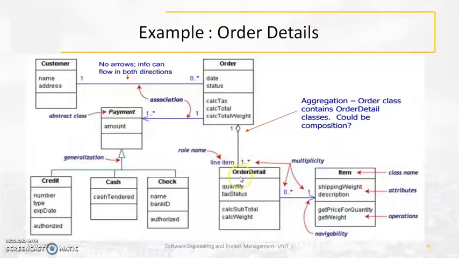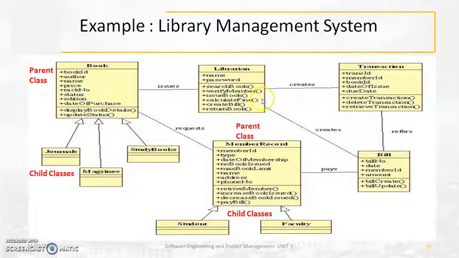This order is related with the order details with the aggregation. The order class contains order detail classes, and it could not be a composition because this is an unfilled diamond. If it is filled, then it's compulsory, and that is called composition. Multiplicity is 1 to many, 0 to many, or 1, related with the class item, the name of that class, attributes and operations. This is one example of a library management system class diagram.